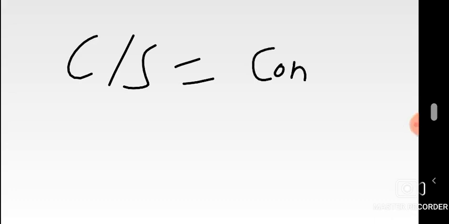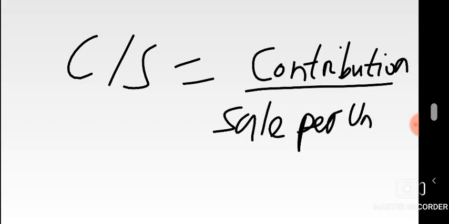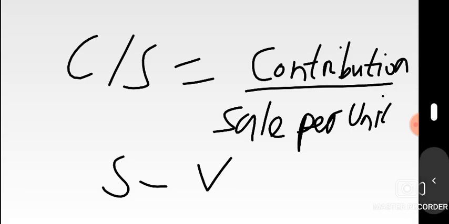So CS ratio, what is it equal to? Contribution per unit over the sales per unit. Remember this is a per unit cost. Just do that when you compute for these two, when you substitute them, sales per unit, contribution per unit. What is contribution equal to? Contribution is sales minus variable costs. That's how you get contribution.